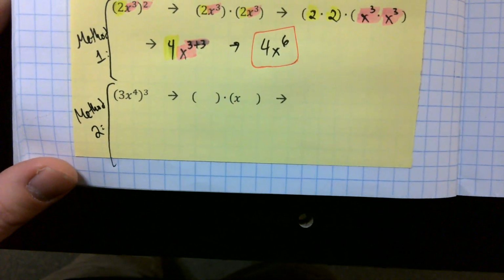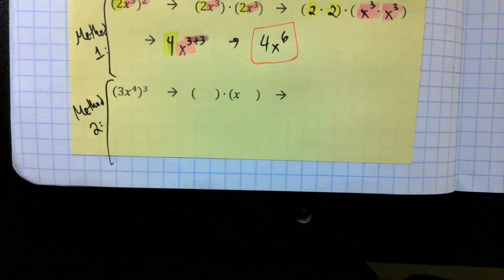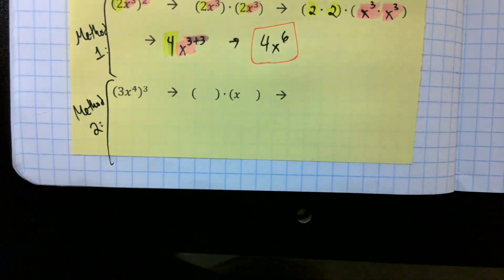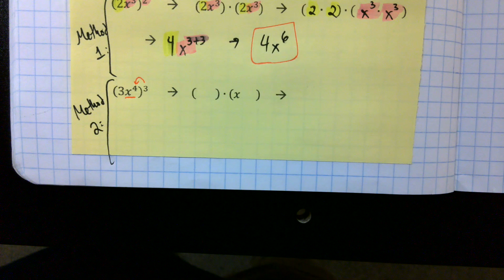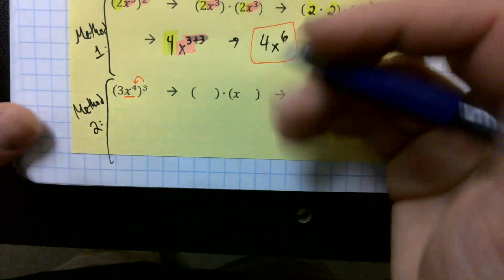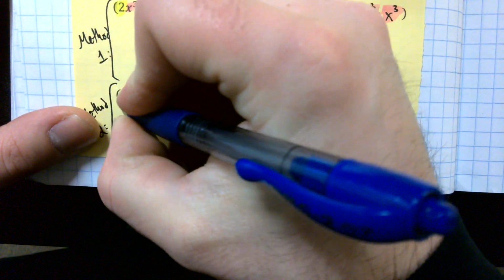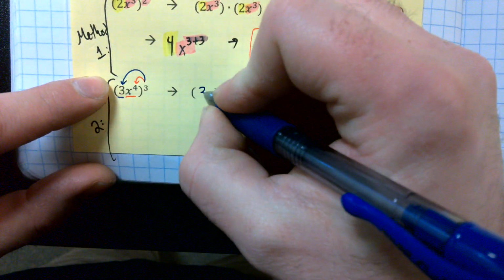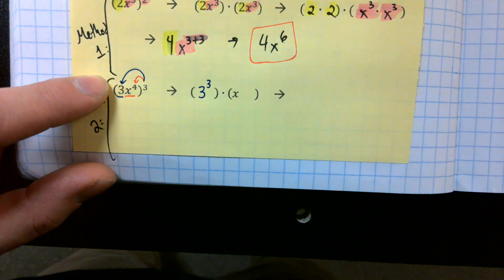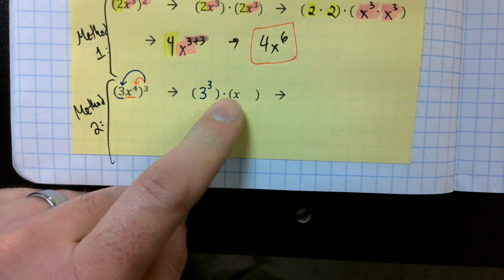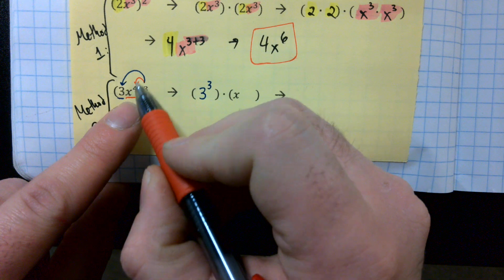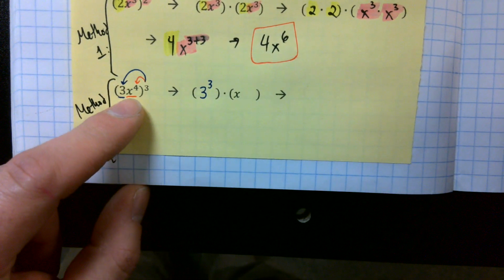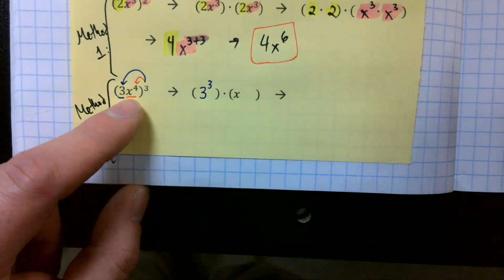What's my outer exponent in this second problem? 3. What I'm going to do with that 3, just like yesterday's power rules, I'm going to distribute it. But now I'm not just distributing it to this x. I also want to distribute it to what? The coefficient. Exactly. This 3. So this becomes 3 to the third times x to the, when I take a power to a power, what do I do with that 4 and that 3? Do I add them? I have to multiply them, right?